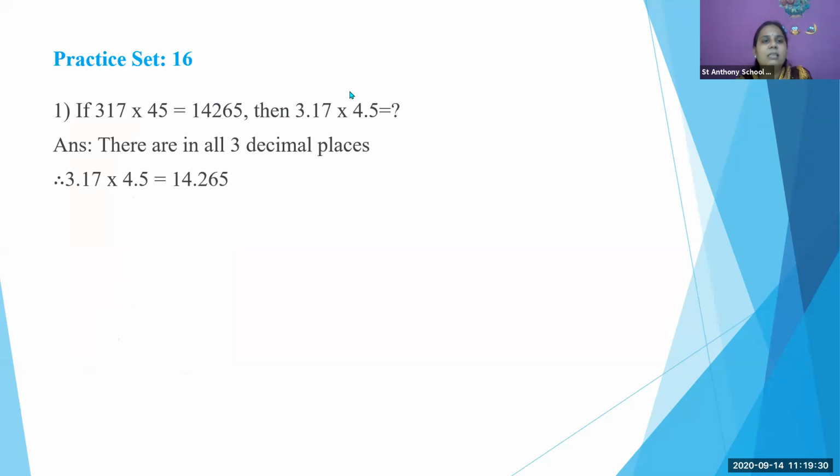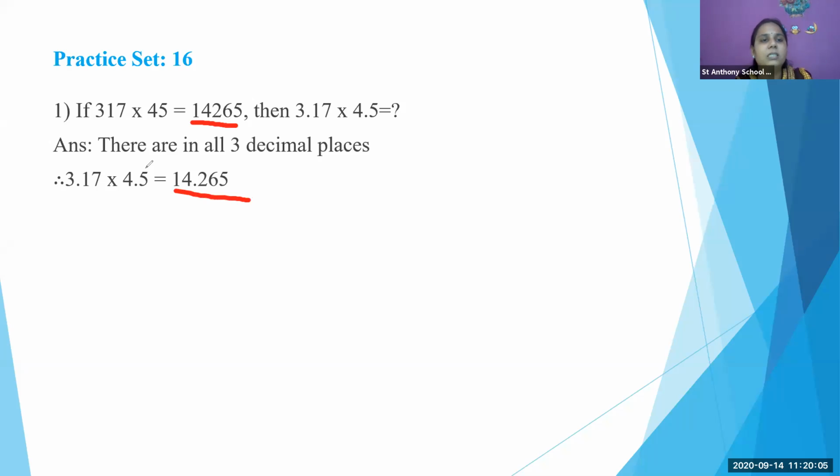Now if 317 into 45 is there, then 3.17 into 4.5 is equal to what? Now we know the answer, right? The answer is 317 into 45, so the answer is 14,265.